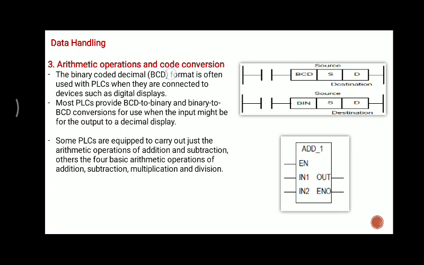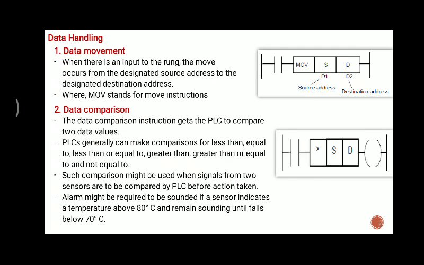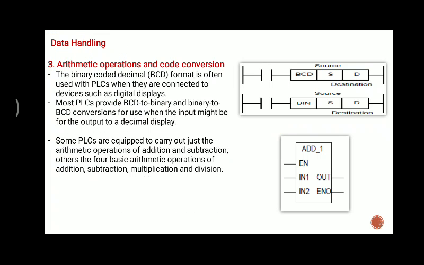And another is code conversion. Code conversion is BCD and BIN. BIN stands for binary, BCD stands for binary coded decimal. So normally a PLC requires binary, and whatever input we get from the sensor in digital format needs to be converted into binary. So these two options will work for the data conversion from binary to binary coded decimal, or BCD to binary. So this is the purpose of data handling.